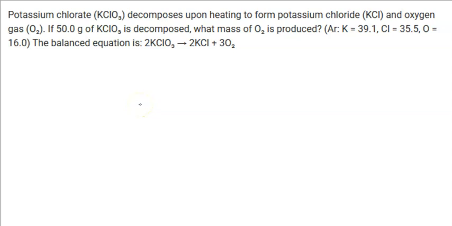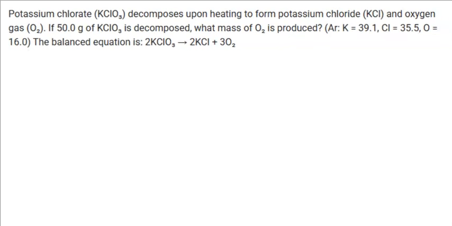Okay, let's start this question. This is about moles. Again, we just need to read the question, which is a very important part of solving moles questions. So, potassium chlorate decomposes upon heating to form potassium chloride and oxygen gas. If 50 gram of potassium chlorate, KClO3, is decomposed, what mass of oxygen is produced?